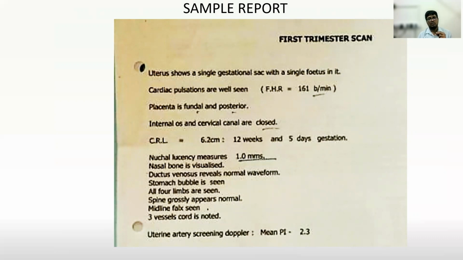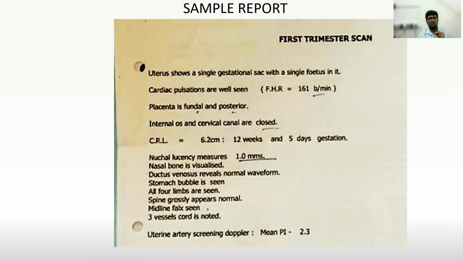We have to do the ductus venosus scan, which should show a normal waveform. We should also rule out tricuspid regurgitation. We should see whether the stomach bubble is seen or not. We should look at the limbs. We should look at the spine. And in the head, we should be able to make out the midline falx and the echogenic cerebellum. If done at a later date around 13 weeks, then we can see the thalami as well.